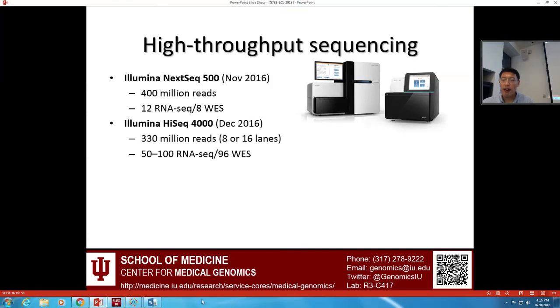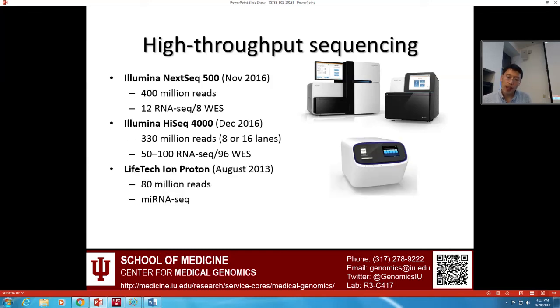And then we have the big brother, which is a HiSeq 4000. This will give you 330 million reads with 8 lanes. So that means it's about 2.5 billion reads per run, and it's good enough for about 100 RNA sequencing samples in one run. And the Life Technologies Proton sequencers we do have in our center as well. It looks like this, nothing fancy, but it gives you about 180 to 100 million reads. And normally we use that for microRNA sequencing.